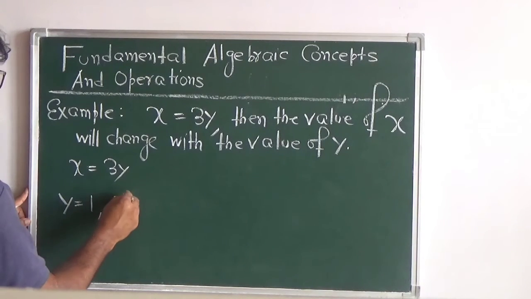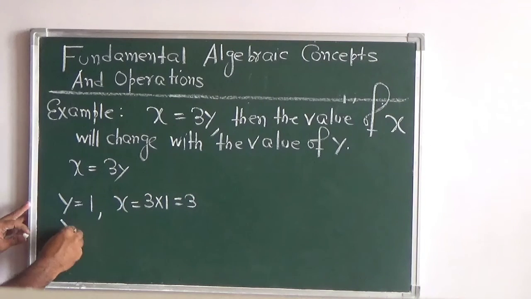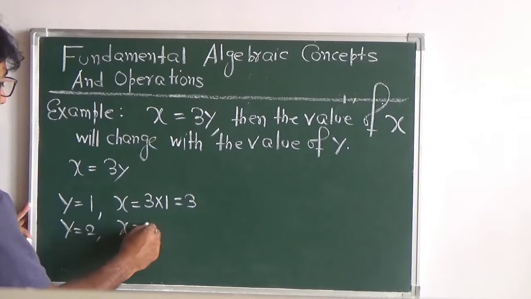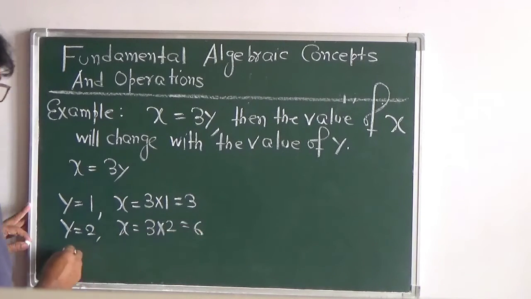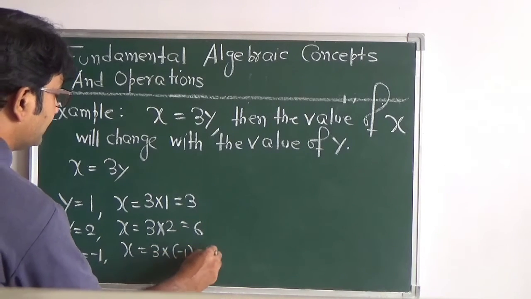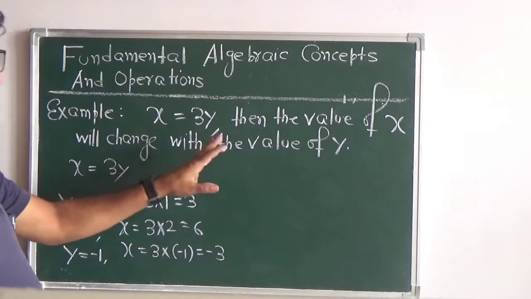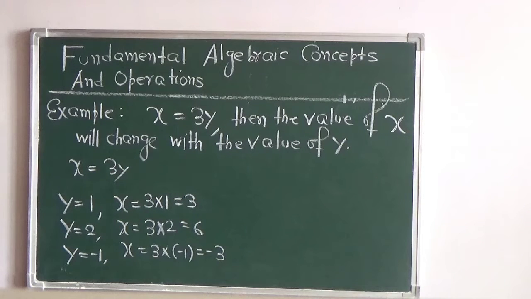1, then x is equals to 3 into 1, that is 3. If we take y is equals to 2, then x becomes 3 into 2, that is 6. If we take y equals to minus 1, then x will be 3 into minus 1, that is minus 3. So this way we can see that the value of x keeps on changing as the value of y is changed. So that means x have got different values for the different values of y. That means the value of x is not fixed. In that case, such quantities whose values are not fixed we call them the variables.